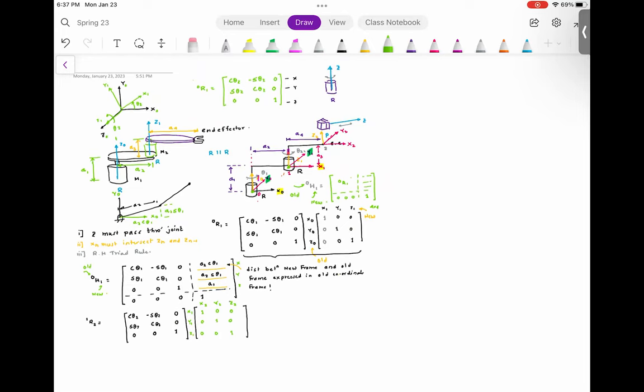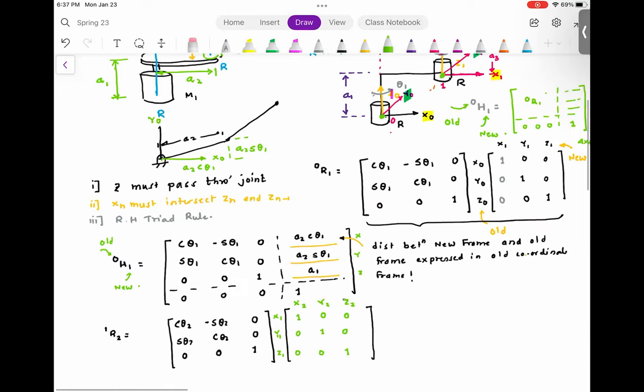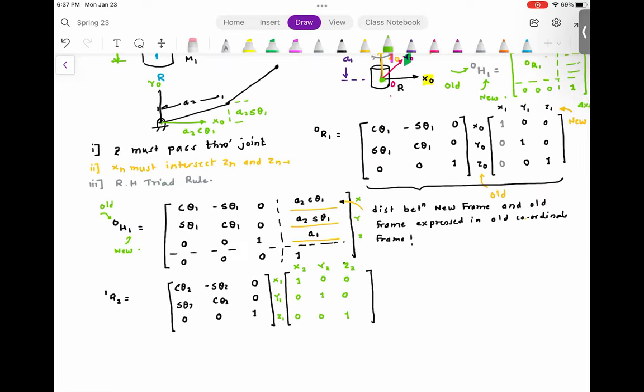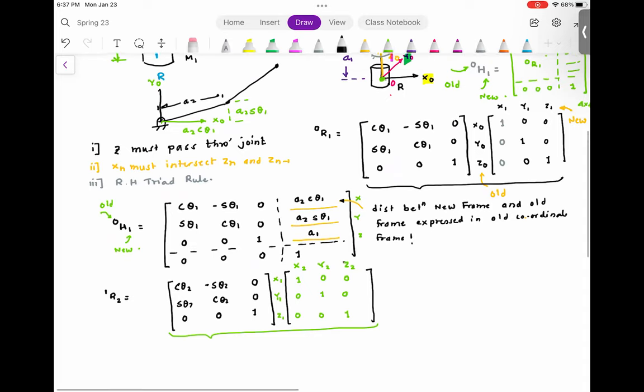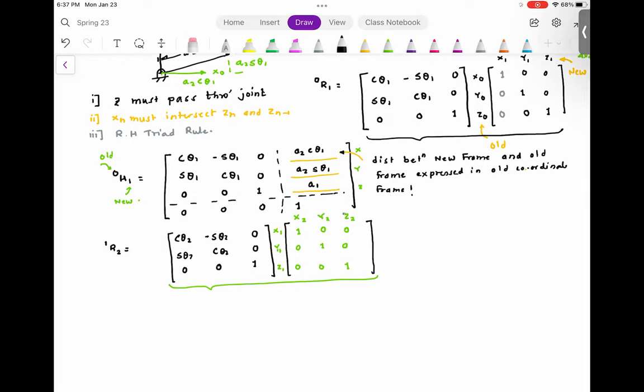Any questions here? Since we are multiplying this matrix by the identity matrix, we just get the same matrix. And now we go and write the expression for 1H2. Are you with me so far? We write the expression for 1H2, and when we write it, the rotation matrix, which is this 1R2, would come here.